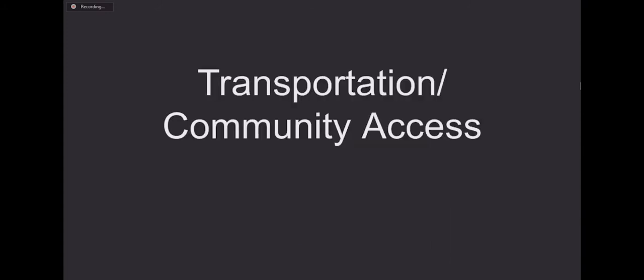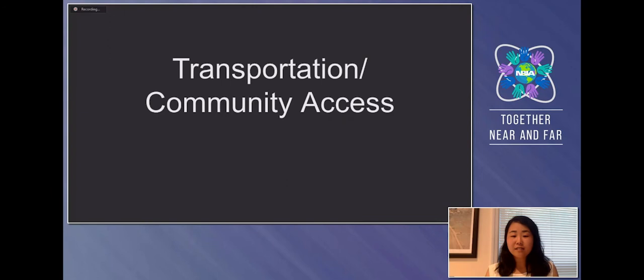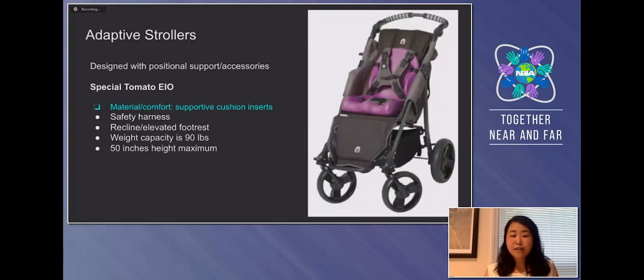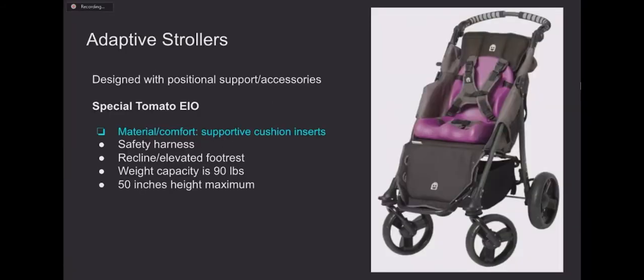Now we're going to talk about transportation and community access. So a lot of families request adaptive strollers, which are designed like regular strollers, except they include some positional support and really great accessories. This is the Special Tomato EIO push chair. And it has, in this picture, you can see the purple supportive cushion inserts. They have a safety harness for positioning. The footrest can be elevated or reclined. And the weight capacity is 90 pounds, and there's a 50-inch height maximum.